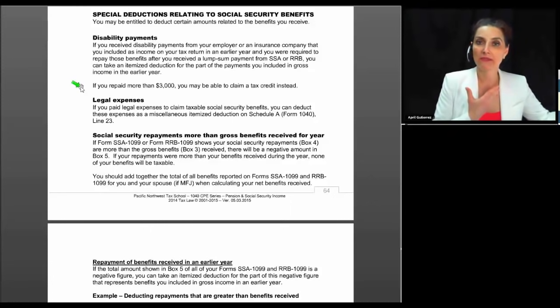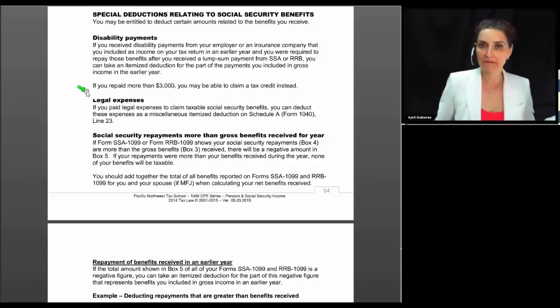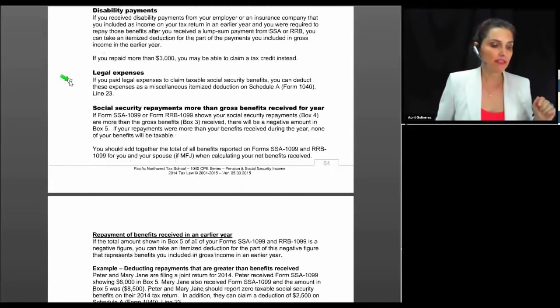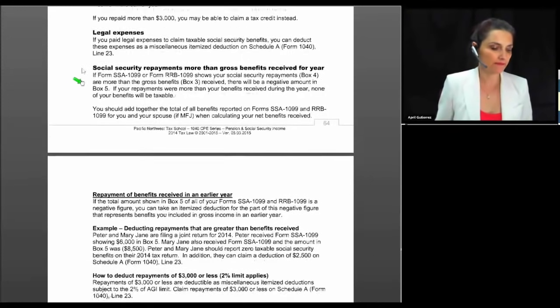Any of the benefits that have to be repaid to this insurance company are deductible on Schedule A, but if they are more than $3,000, the individual can claim a tax credit instead. Legal expenses: if you paid legal expenses to get your Social Security, you can deduct these expenses as a miscellaneous itemized deduction on Schedule A.